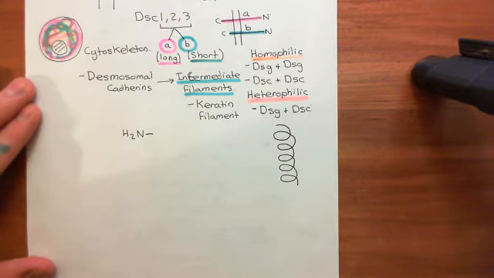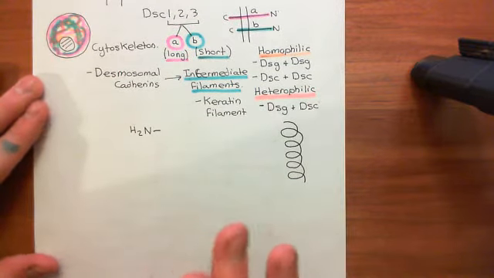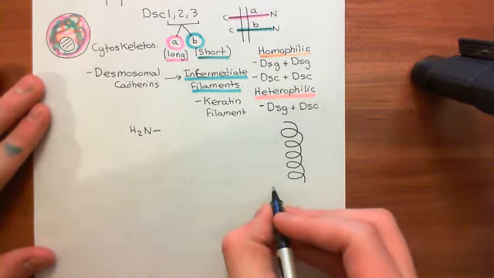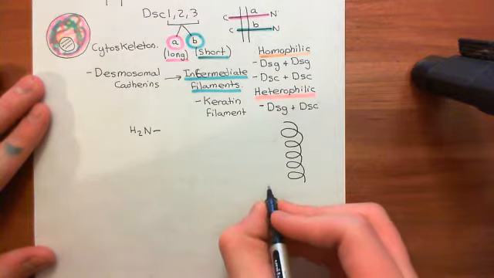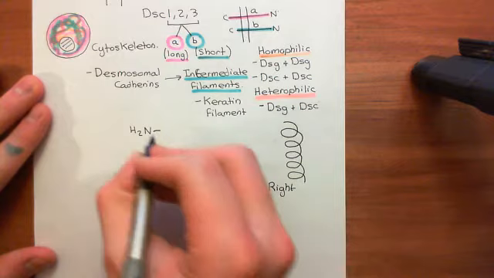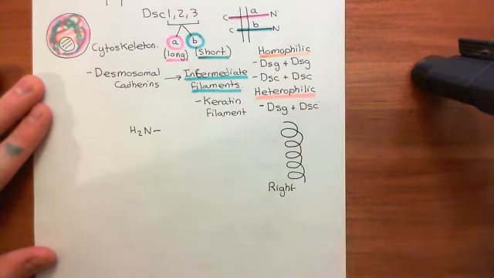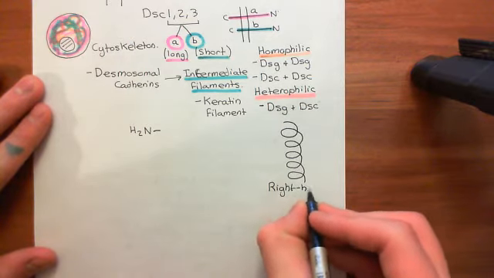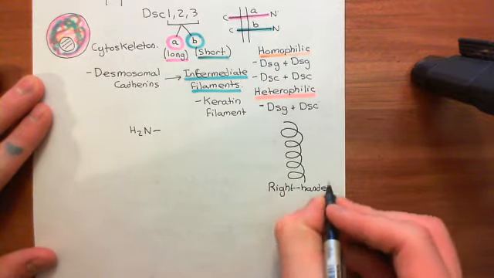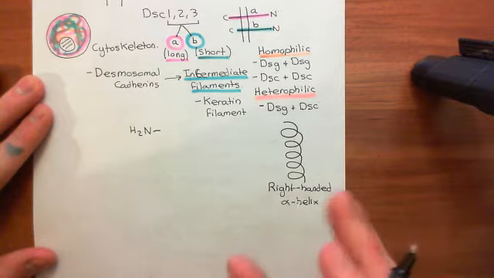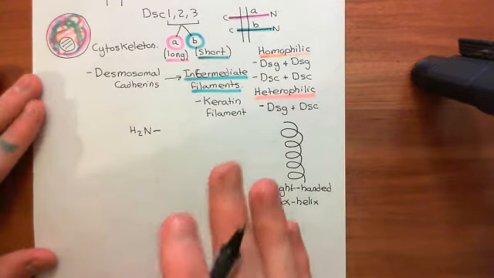Now, there's a subtlety here that takes a little bit of visualization capacity to understand. There are two different types of alpha helix. The one that I have just drawn here, which is the type that we're going to have within a monomer of an intermediate filament or a monomer of keratin, is what's known as a right-handed alpha helix. Contrast that to a left-handed alpha helix, which I'll show you in a minute.